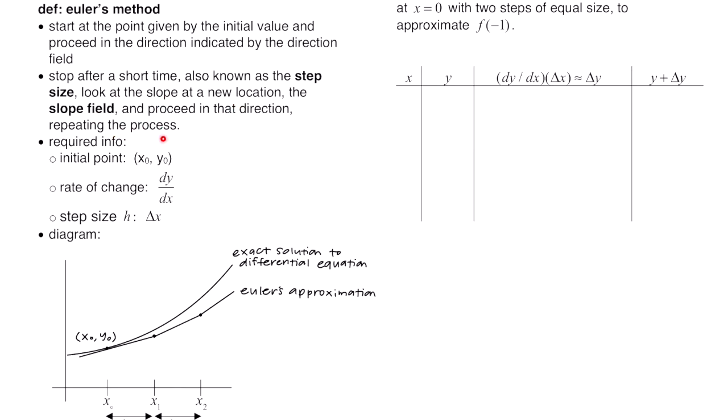In order to apply Euler's method, you're going to need an initial point, you're going to need a rate of change, dy/dx, or the slope, and then finally you want to identify the step size. It's referred to as h, or change in x.